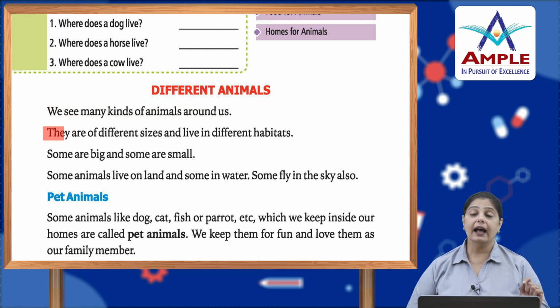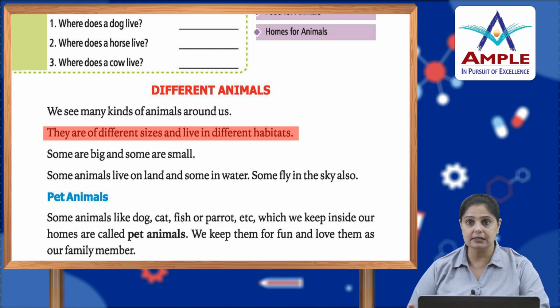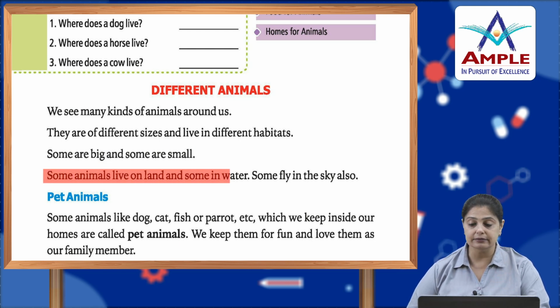There are animals of different sizes and they also live in different habitats. Depending on the weather conditions of a place, certain animals can survive only in extreme cold weather. Some animals cannot survive in such weather. So they have different habitats where they can survive. Some animals are big and some are small. Some animals live on water. Some animals live on land. Some animals fly in the sky also.